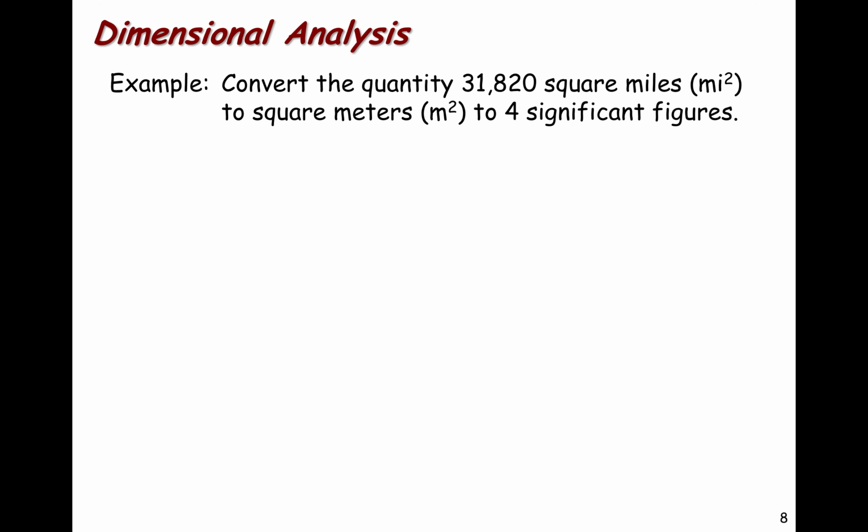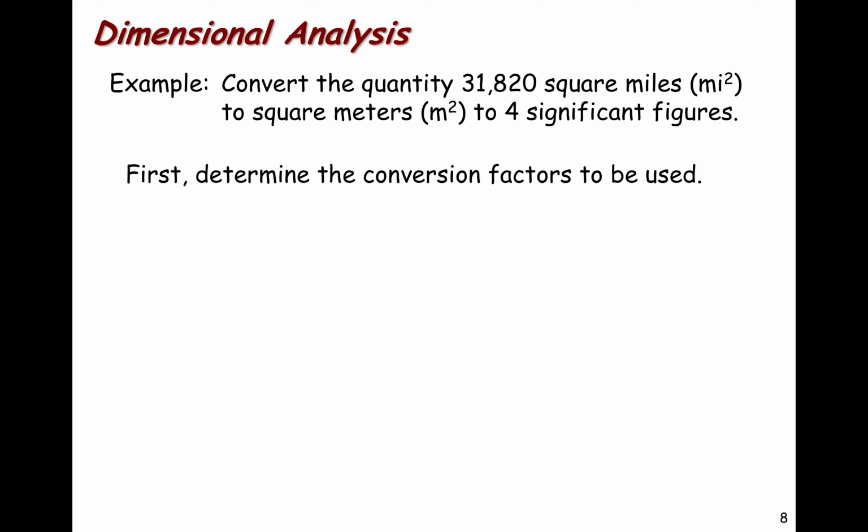Another example, in this case, convert the quantity of 31,820 square miles, all right, noting that miles exponent 2 is the same as a mile times a mile, and we want to convert that to square meters. And in this case, we want to deal with this in terms of 4 significant digits, which is the quantity of sig figs that are in the given.